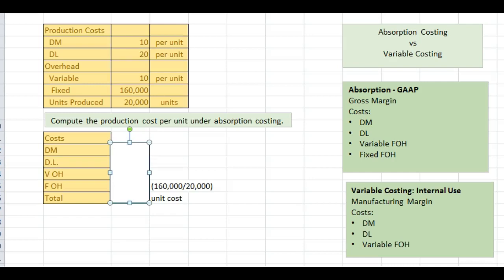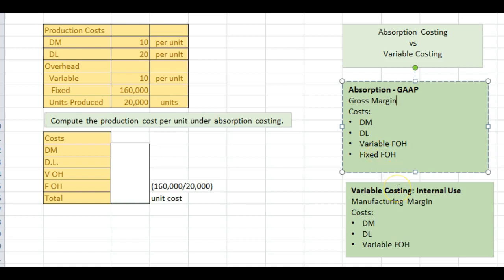Okay, here we are. We are ready to do absorption costing versus variable costing. Absorption costing is what we've been doing with GAAP. It's used by outside investors, has the gross margin, and includes in the cost of goods sold direct materials, direct labor, variable and fixed overhead.